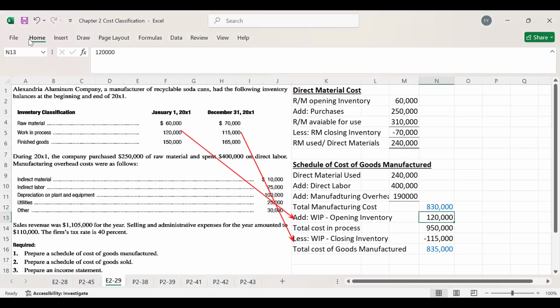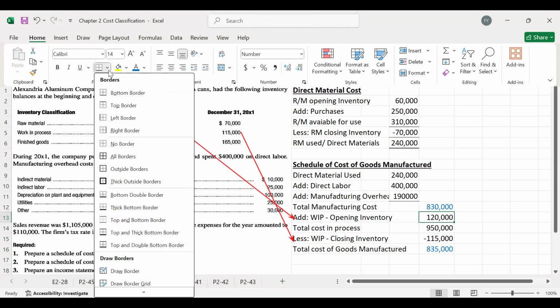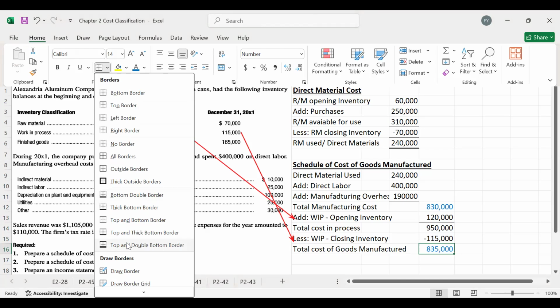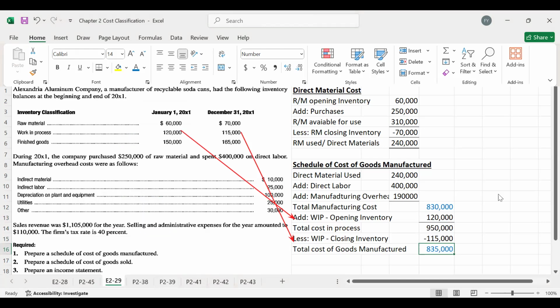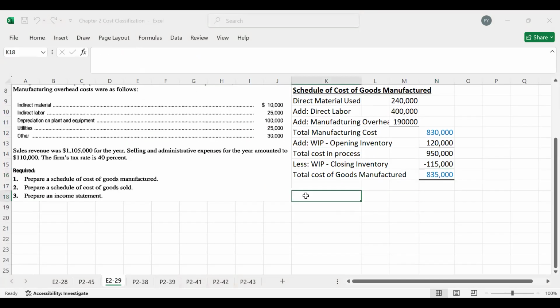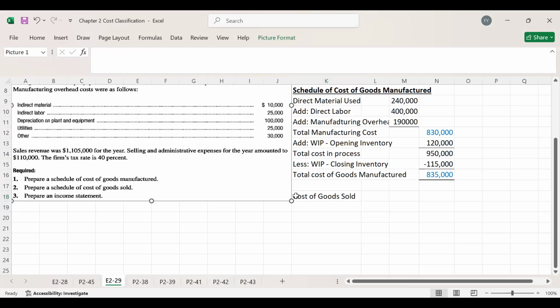With the help of this calculation, with the help of cost of goods manufactured, we can calculate cost of goods sold. So the next step is to calculate cost of goods sold, and this is from the cost of goods manufactured. We will continue from this amount. So now we are calculating cost of goods sold, or you can say schedule of cost of goods sold.